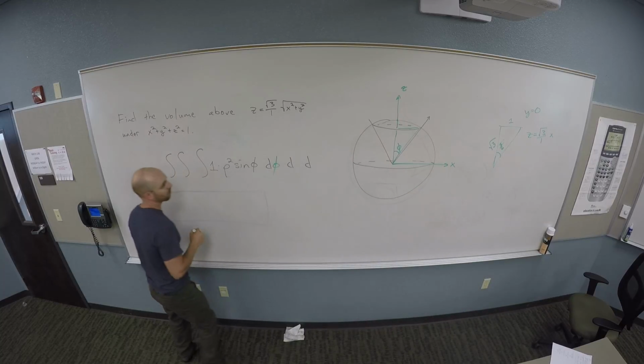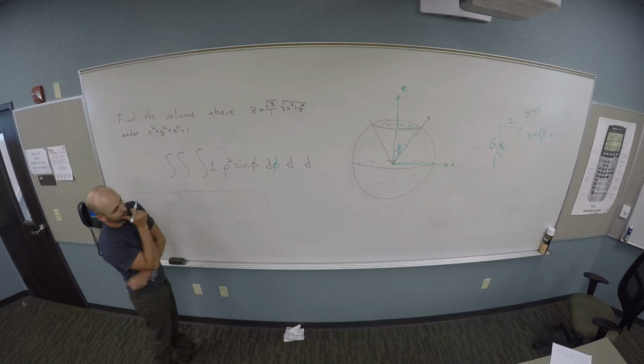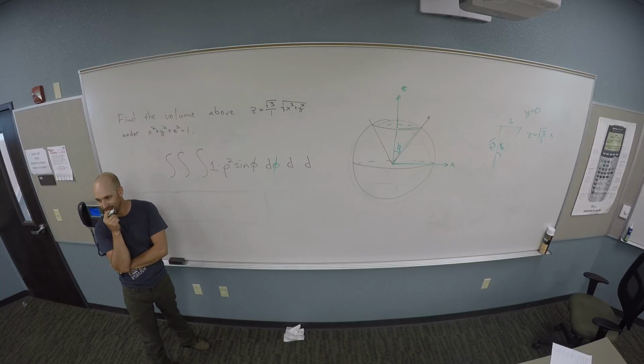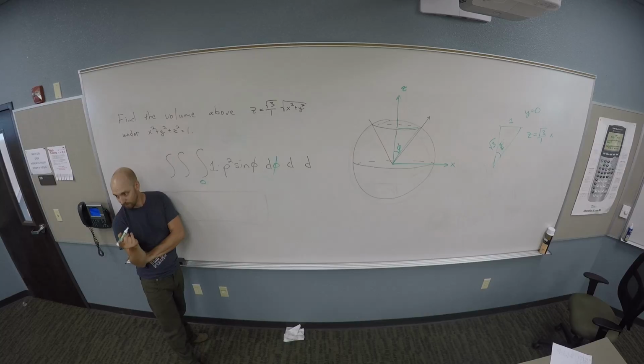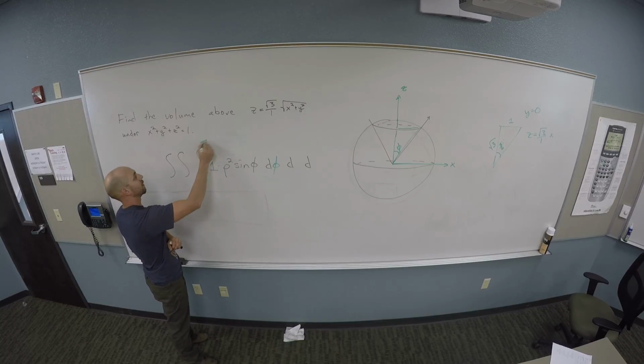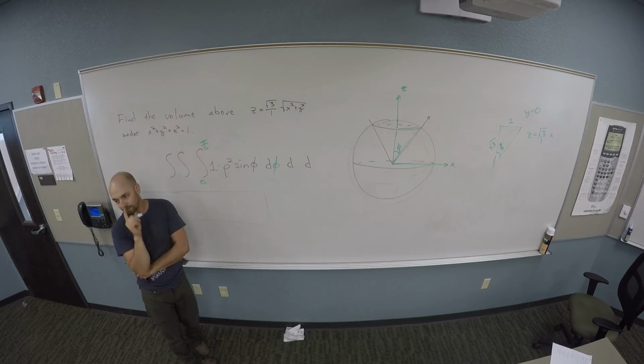Okay, so my phis, right? First things first, go from where to what? 0 to pi over 6. 0 to 2 pi over 6. The phis, yeah.